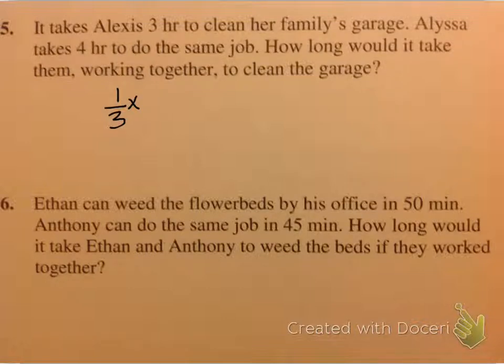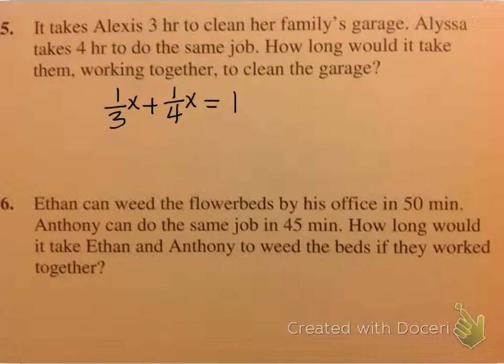X is representing the entire job. Alyssa takes 4 hours to do the same job, so we're going to add to Alexis 1/4 of the job, which Alyssa is able to finish, and those two added together equal the entire job, or 1 hour. So 1/3 of the hour would be Alexis, plus 1/4 of the hour would be Alyssa. So now we can use this equation to help us solve this problem.